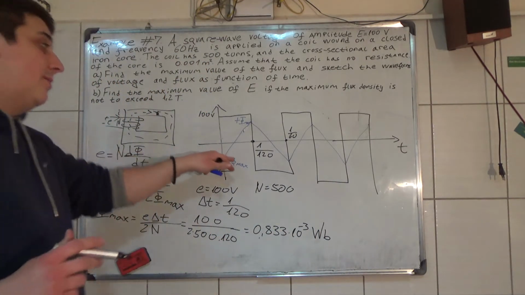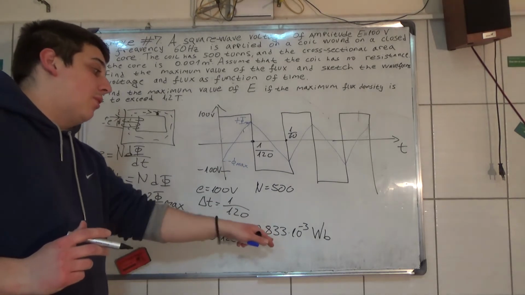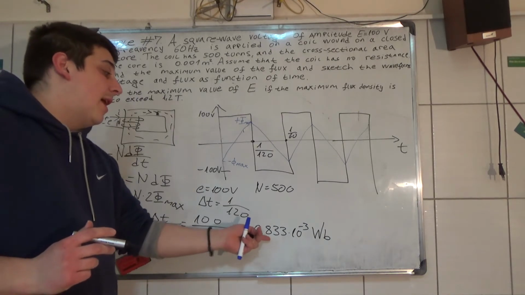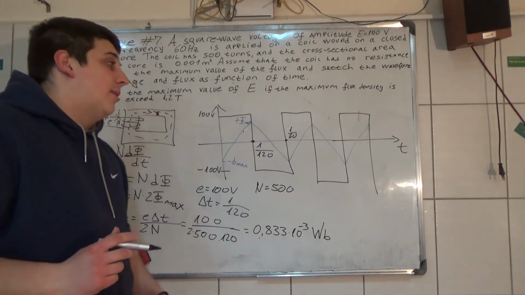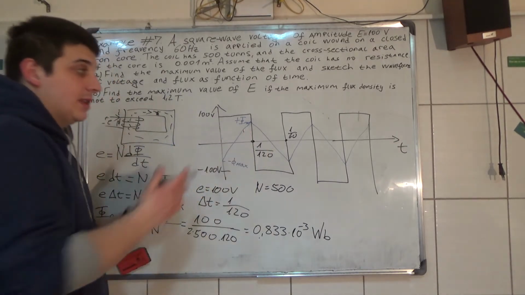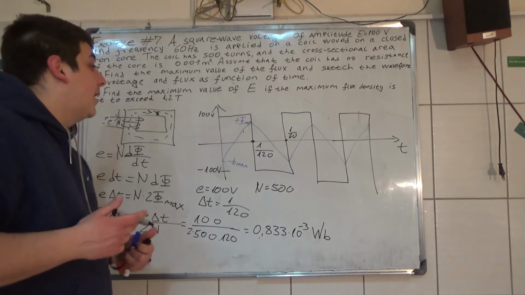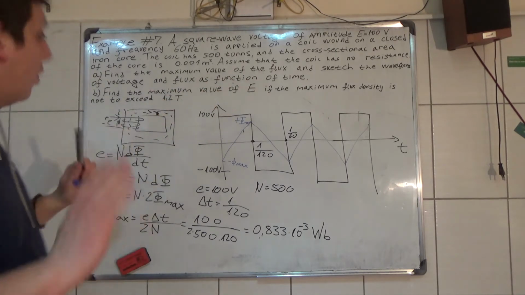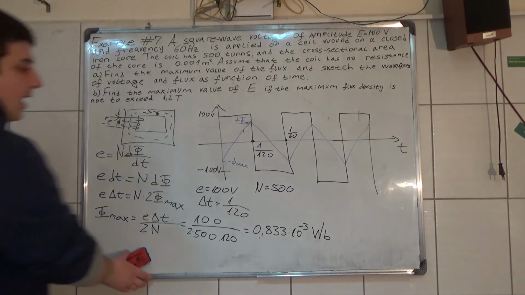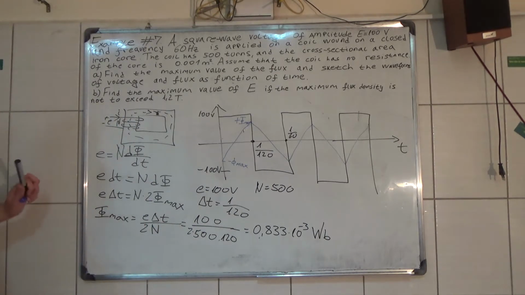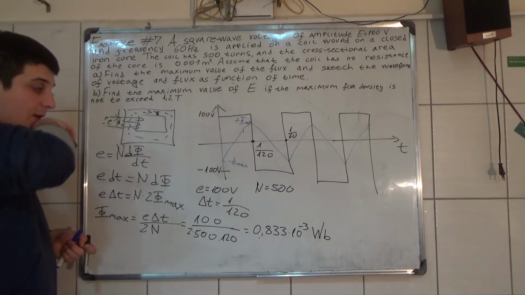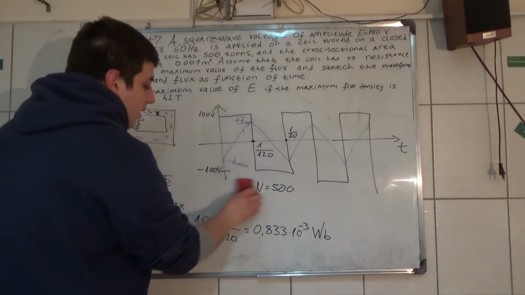Now, we know minus flux maximum is equal to minus 0.833 times 10 to the minus 3 Webers, and flux maximum is plus 0.833 times 10 to the minus 3 Webers. So now this is the waveform, this is how it changes with time, and that is for A. Okay, now if you want to copy this wherever you write these examples, you do it.